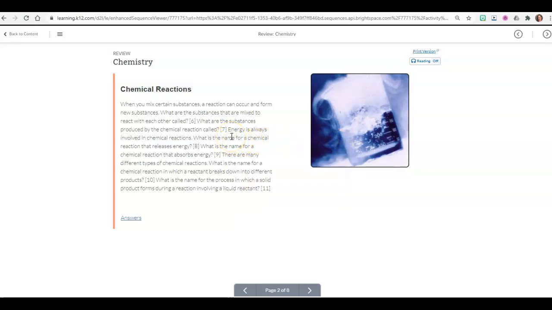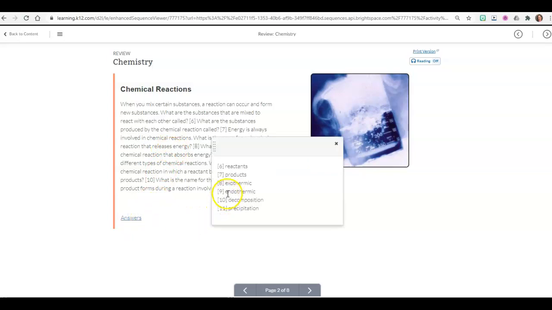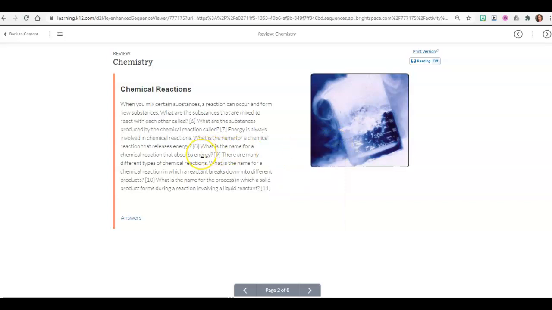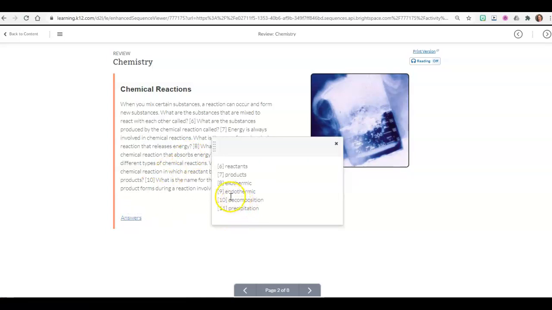And then energy is always involved in chemical reactions. What's the name for a chemical reaction that releases energy? So we know that energy is going out, exiting, exothermic reaction. That's how you can remember that. Energy is being released. And what is the name of a chemical reaction that absorbs energy? So if it's absorbing it, it's taking it in. You can remember in, it's taking it in, endothermic reaction.